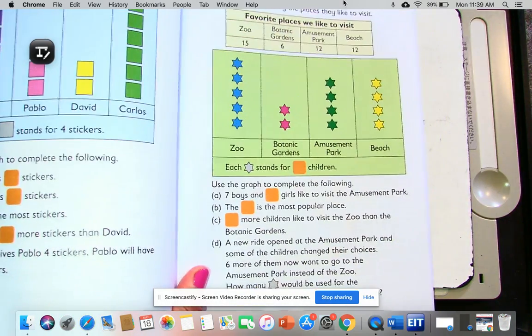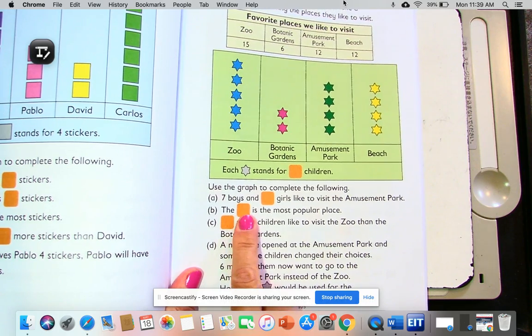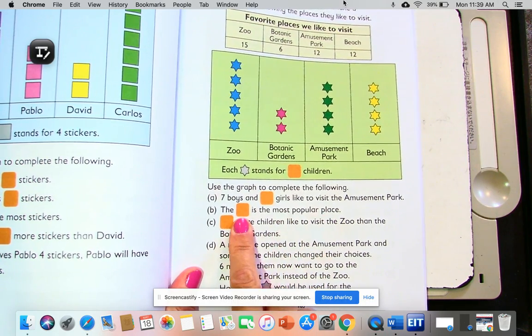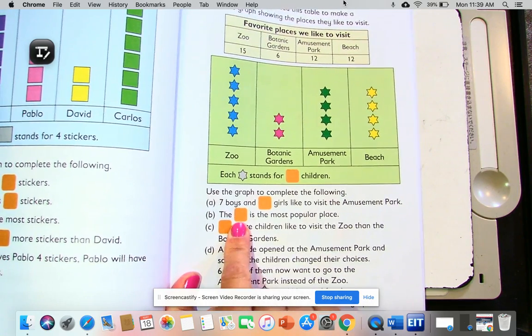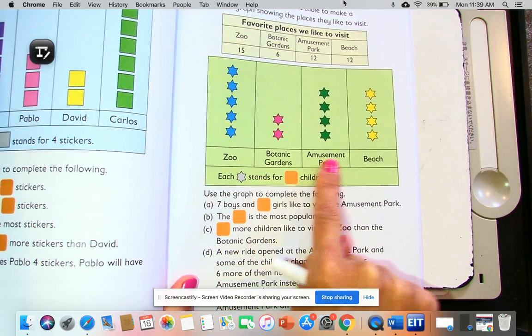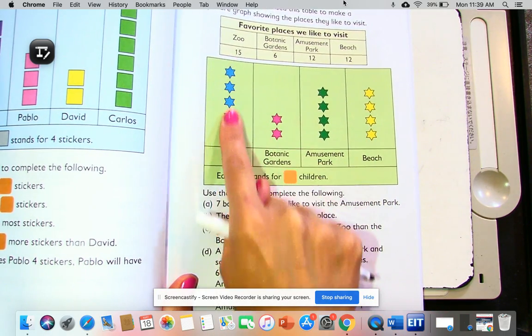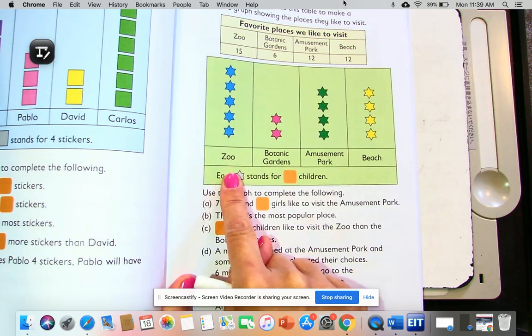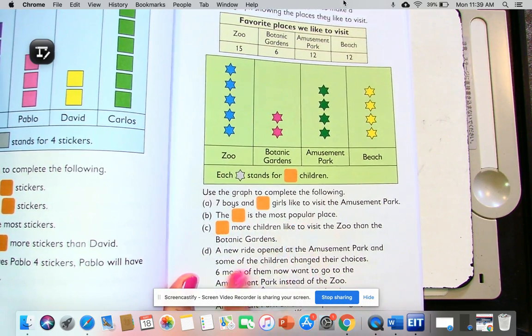Alrighty. Our next question says, the blank is the most popular place. So the one the students or the children like the best. And we can see very clearly from this graph that the highest bar, the tallest number of stars, is the zoo. So we could say the zoo is the most popular place.